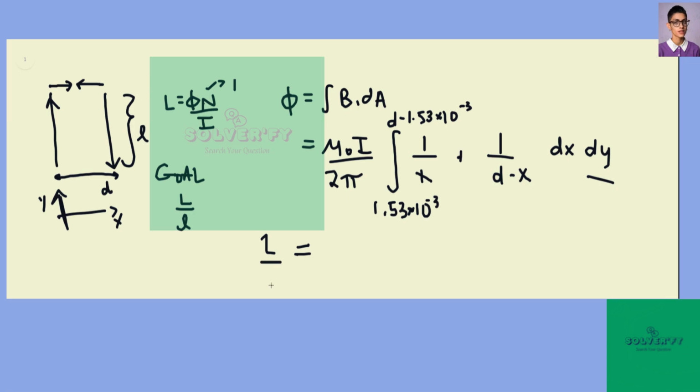And then when we do that, I got that L per unit length was, let me go look at my calculations, yeah, 1.8081 times 10 to the minus 6 henries per meter.